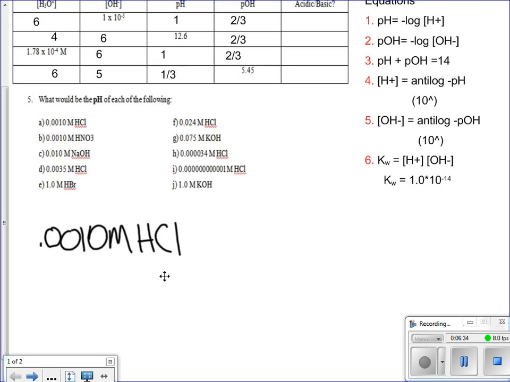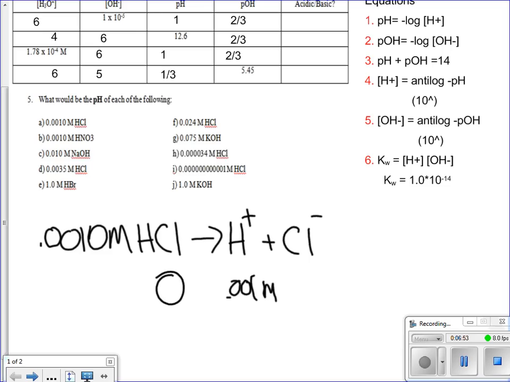HCl is a strong acid. So that means all of our molecules of HCl are going to break down into H plus and Cl minus. So that means eventually I'm going to have 0 moles of HCl, and I'm going to end up with 0.001 molar of H plus. The board is just terrible today.